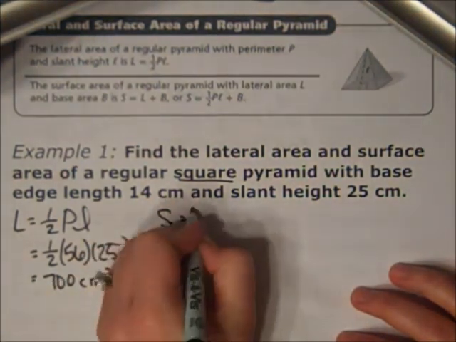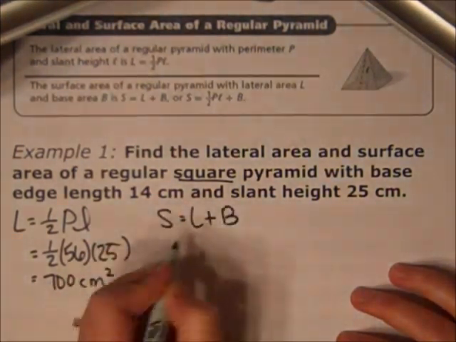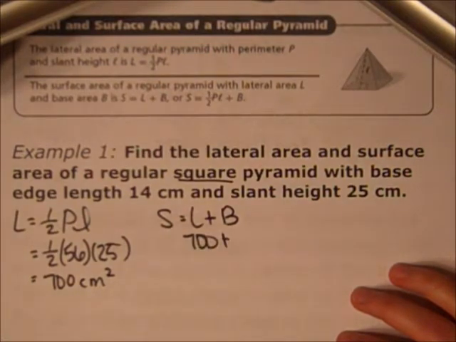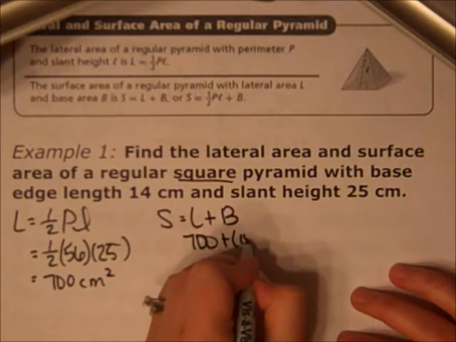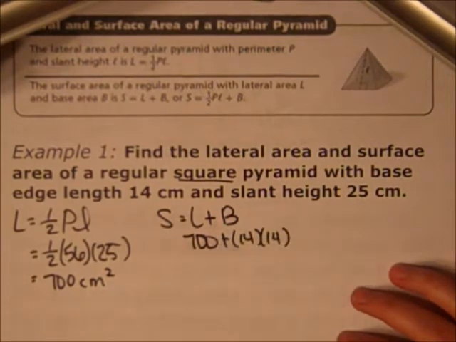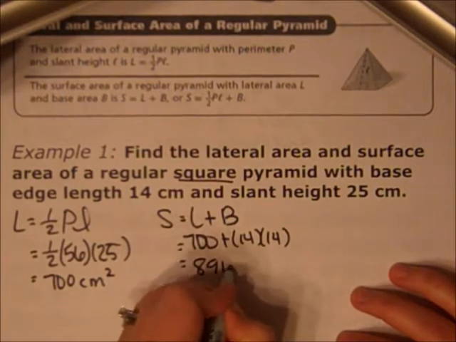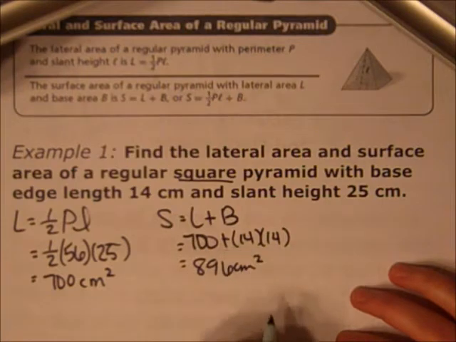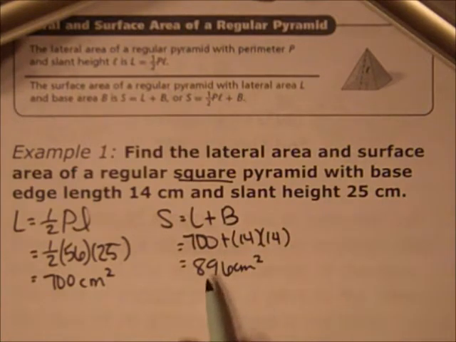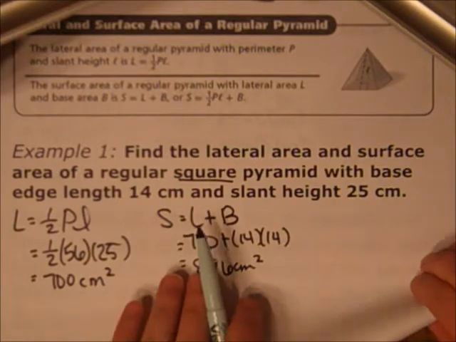Then for total, we're going to keep that lateral, so we're going to keep that 700, and we're going to add on the area of a base. So since this is a square base, 14 by 14, 700 plus 14 times 14 is 896 centimeters squared. Remember, your total surface area should always be more than your lateral, so if you get something smaller, that's a way to check yourself to say, whoa, I did something wrong. Okay, try part B yourself.